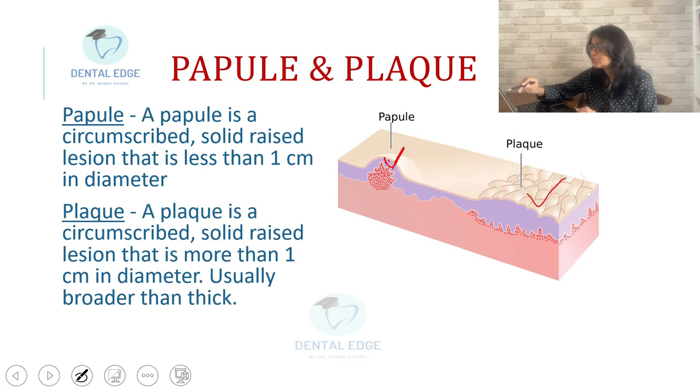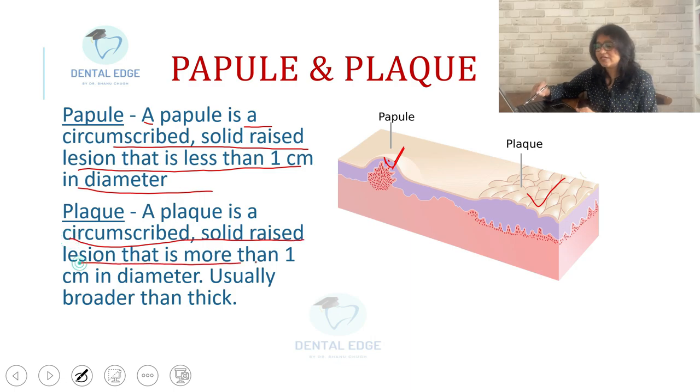If you see the definition, a papule is a circumscribed solid raised lesion that is less than 1 centimeter in diameter. A plaque is a circumscribed solid lesion that is more than 1 centimeter in diameter. It is usually broader than thick, right? What is the next thing? So we have seen a flat lesion, that is macule and patch. Then we have seen papule and plaque, they are solid raised lesions.